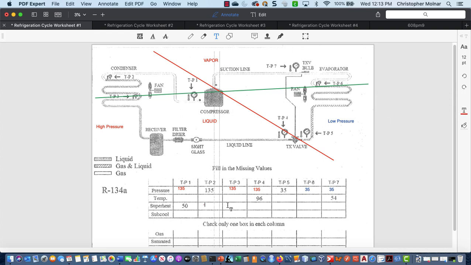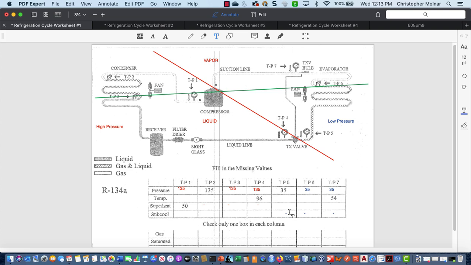But on the high side, we don't have superheat once it goes into the condenser. So we might as well just put in a dash. Okay, on the low side of the system, which is TP5, TP6, and TP7, I do not have any subcooling. So we're going to say we don't have any subcooling, because we're not worried about subcooling there.